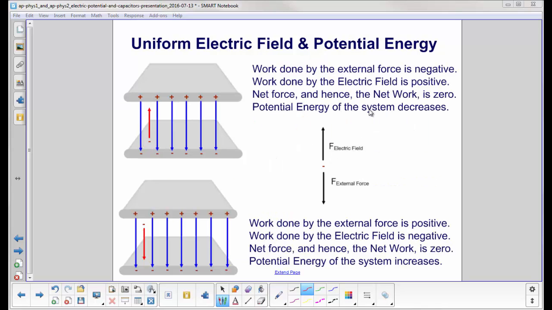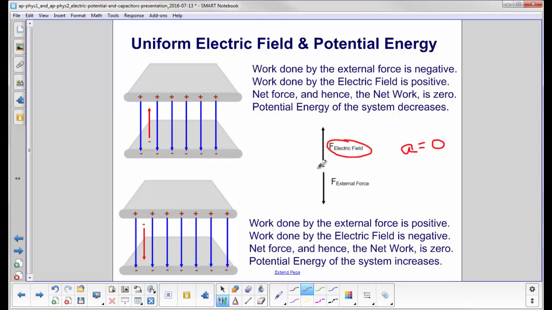This is a very busy slide, so let's take our time with it. I put both of these cases on one slide so you could see what happens, what's different and what's the same. So what's the same is the electric field is constant in both directions, and the force due to the electric field is going to be up. In both cases, to get an acceleration of 0, we need the external force to be down.